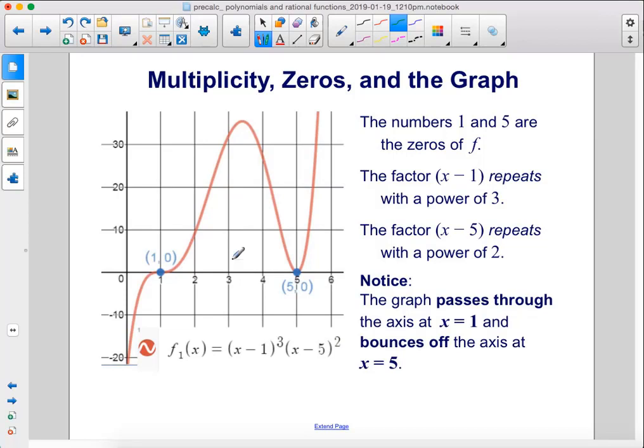Here, the numbers 1 and 5 are the zeros of f. The factor x minus 1 has a power of 3, and the factor x minus 5 repeats with a power of 2. See how the graph passes through the axis at x equals 1, and it bounces off the axis at x equals 5.